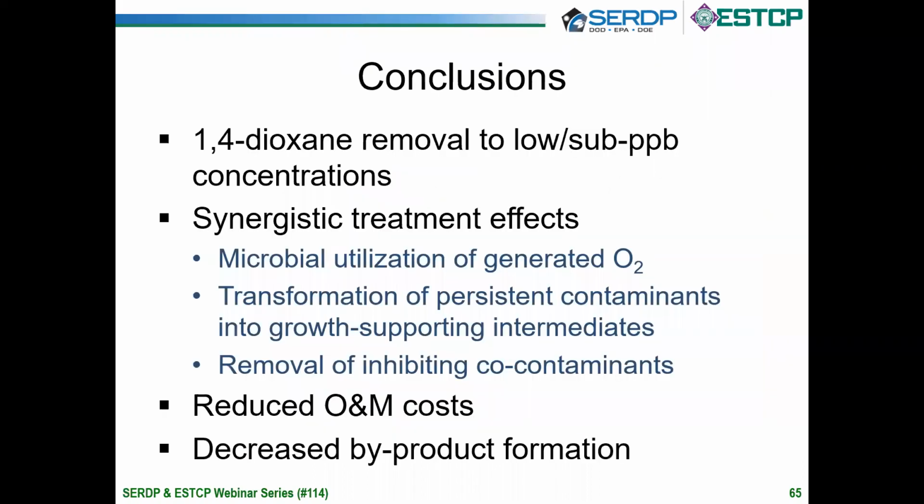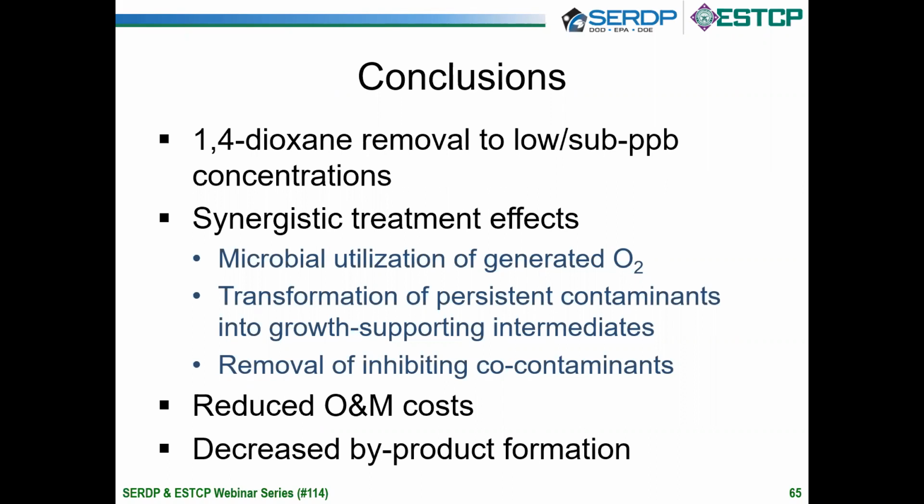So with that, I come to my conclusions. First of all, what we've shown is that we can lower 1,4-dioxane concentrations to low or possibly even sub-ppb concentrations, even in the presence of the most inhibiting CVOCs. And even if we go from starting concentrations as high as 100 milligrams per liter.